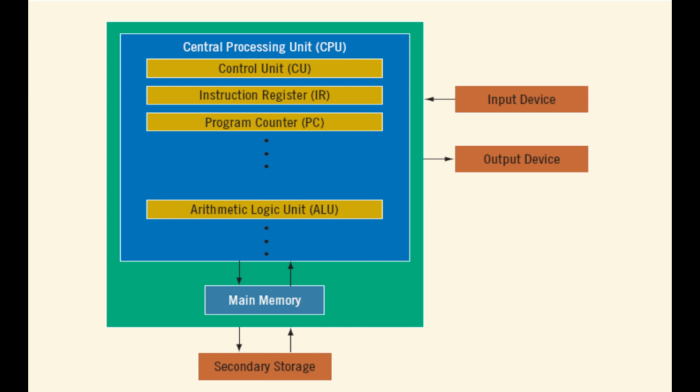Now we talk about the CPU, how it works. First control unit, then the information goes to instruction register, and then program counter. These are done by input devices. Then the output becomes arithmetic logic unit, ALU. Then the main memory, the information goes to secondary memory, and the cycle moves.